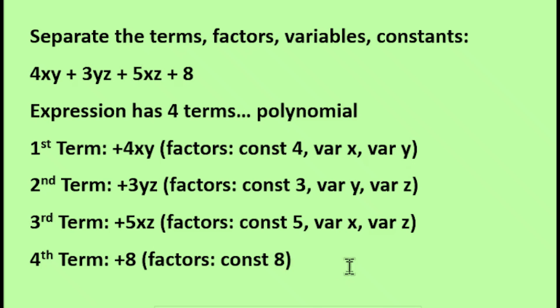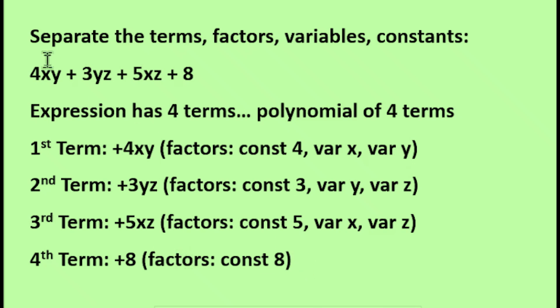So you have an expression of 4 terms, a polynomial of 4 terms. First term 4xy, 3 factors: 4 constant, x and y variables. Similarly, second term 3 is constant, y and z variables. Third term 5 is constant, x and z variables. And the last term only one constant. There is no variable, only one constant, that is 8.